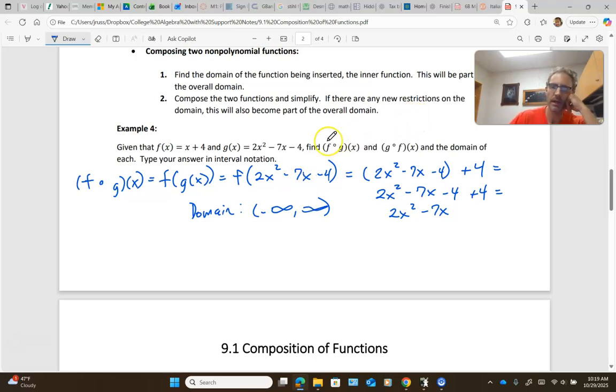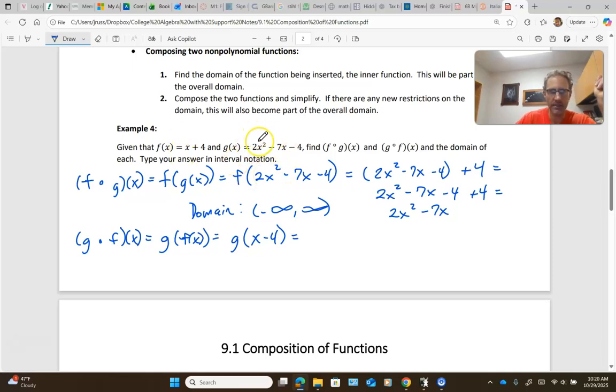All right, now what about g composed of f of x? So now we're going in reverse. Okay. Well, this means g of f of x. So now we'll be plugging f of x into g. So f of x is the linear function, x plus 4. Okay. So that is going to go into the x that is in g right here.